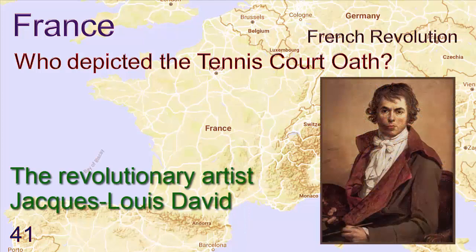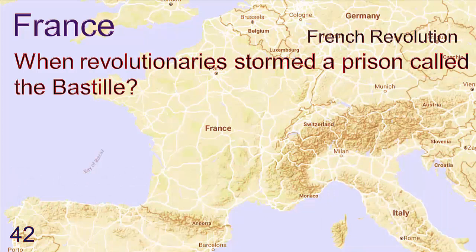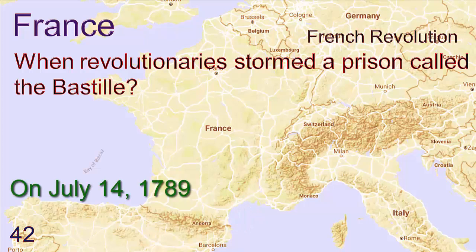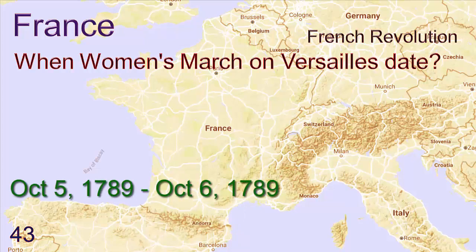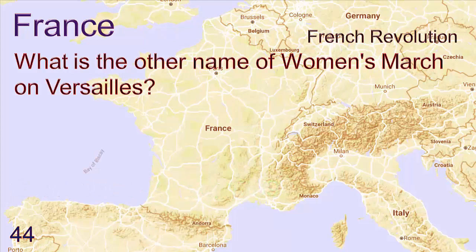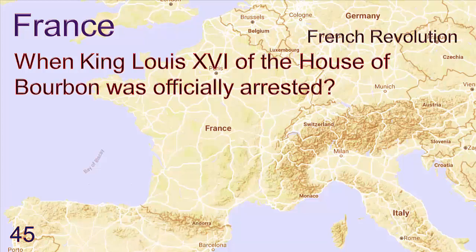When did revolutionaries storm a prison called the Bastille? On July 14, 1789. When was the Women's March on Versailles? October 5, 1789 to October 6, 1789. What is the other name of the Women's March on Versailles? Answer is the October March.